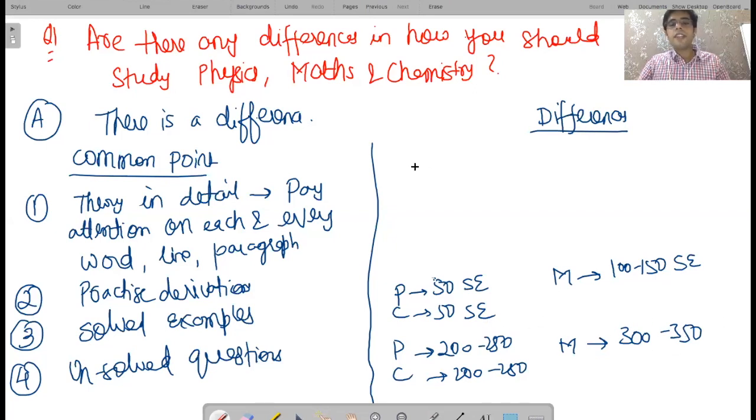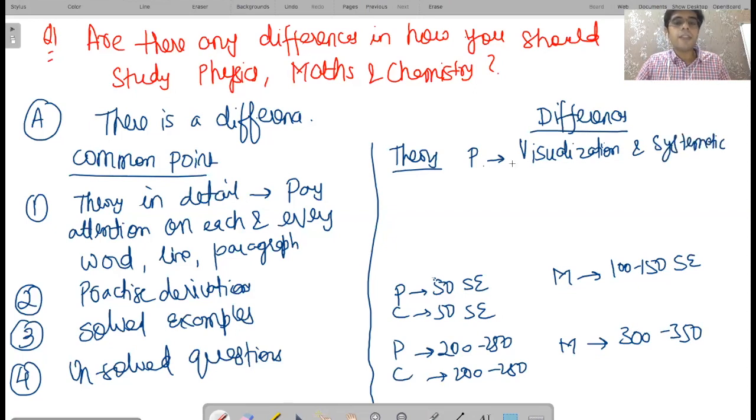Now, what is the difference in the theory element? In theory element, again, physics is more of, the first part of physics is complete visualization. If your visualization is very good, and if you follow the systematic approach of creating the diagram, copying the data points, and then applying the concepts and then doing the calculation, you will not make mistakes in physics if your visualization and systematic approach is sorted.